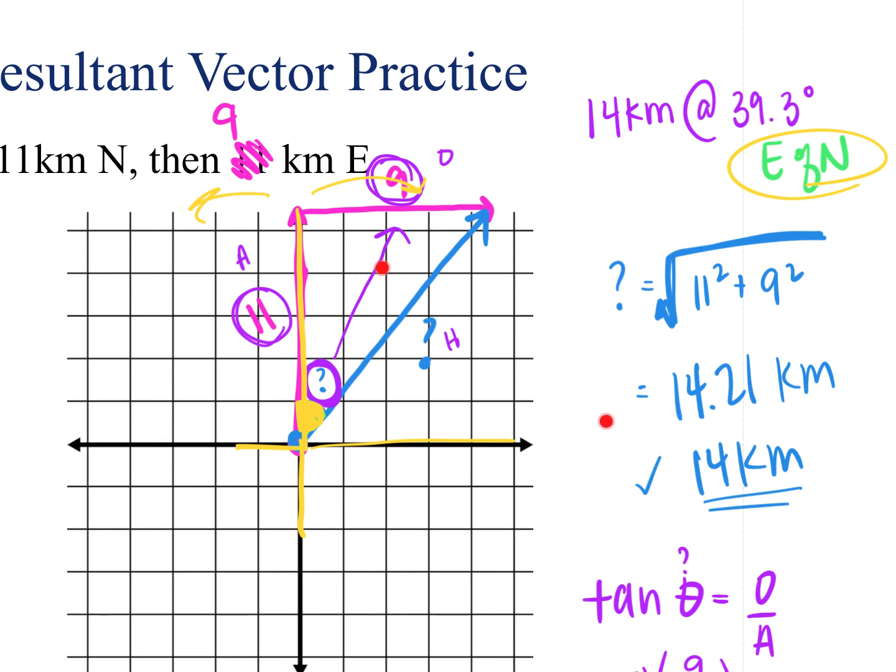Let's try another one. I don't have a slide for another one, but I want to actually do another one here. So I'll erase this one. You can just do this on some extra practice paper, whatever you have there. No problem. Okay, let's say that I went 6 meters west and then 7 meters south. 6 meters west, 7 meters south.